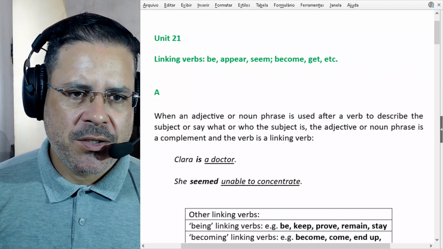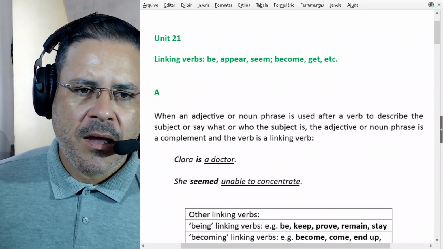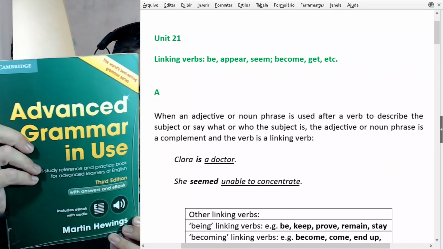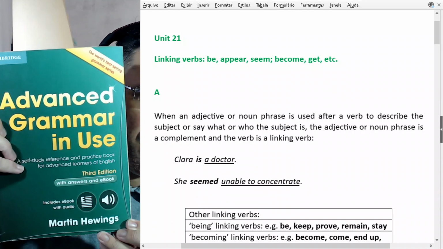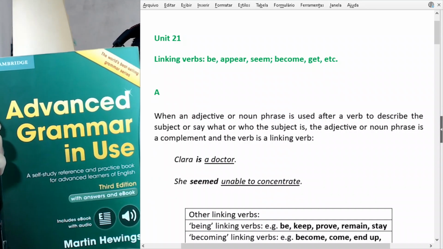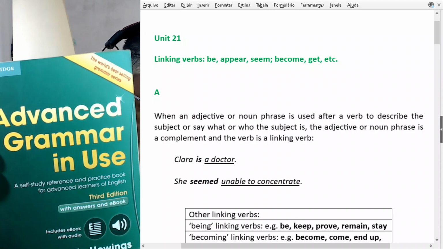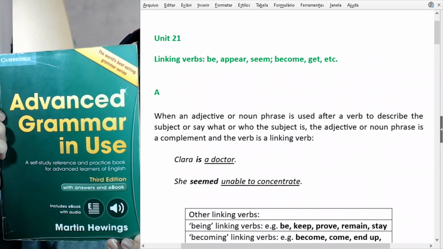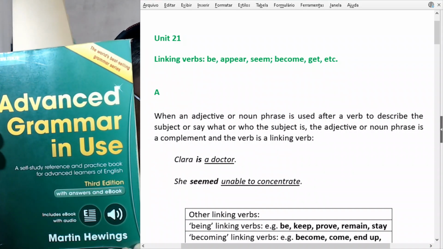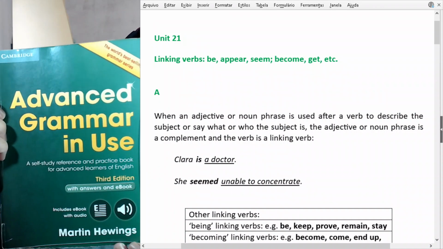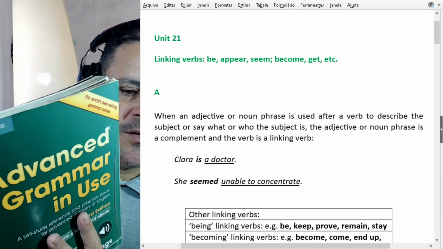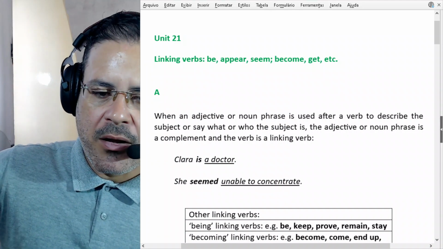Today we're gonna be talking about another British English Advanced English Grammar. We're gonna be talking about Unit 21 from this excellent book, my favorite book. How lovely that is. We're talking about Advanced Grammar in Use, a self-study reference and practice book for advanced learners of English by Martin Hewings from Cambridge University. So we're talking about proper English here.